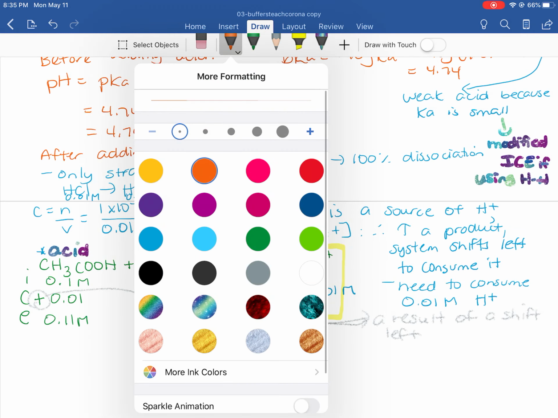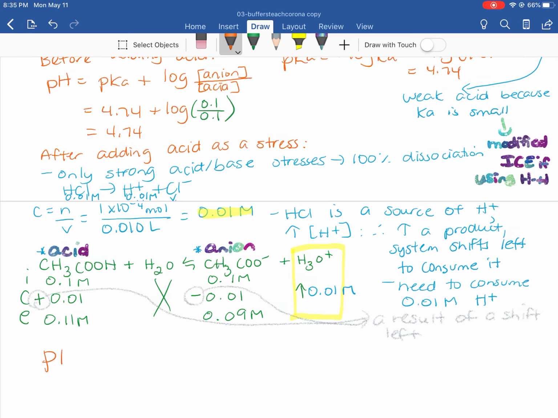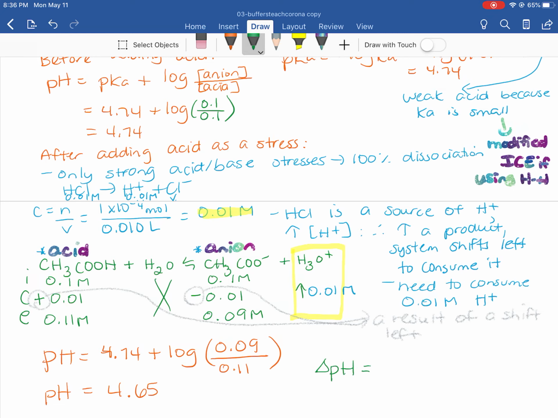Excuse me. And now we are ready to go back and do the Henderson-Hasselbalch. Now we have the same pKa, and we have the anion concentration, and we have the acid concentration. So now they're no longer the same because it had to shift. So we started at, so usually we do final minus initial, right?